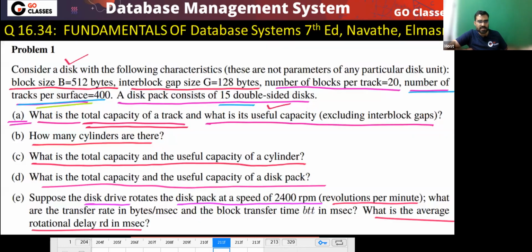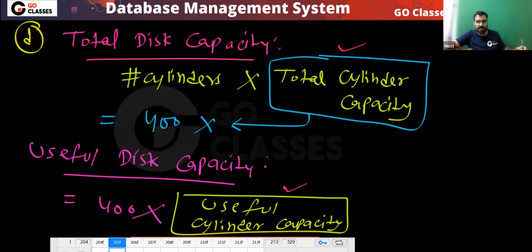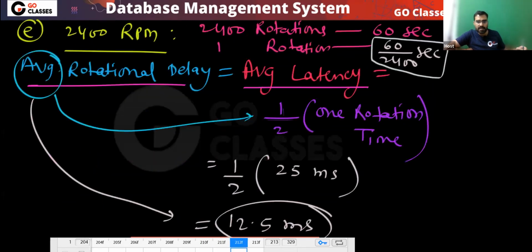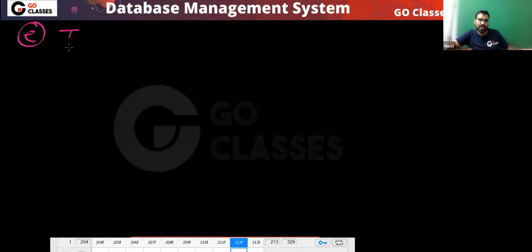What else is the question asking? What extra is the question asking? The question is asking, what is the transfer rate in bytes per millisecond? In part E, we are asking for the transfer rate.